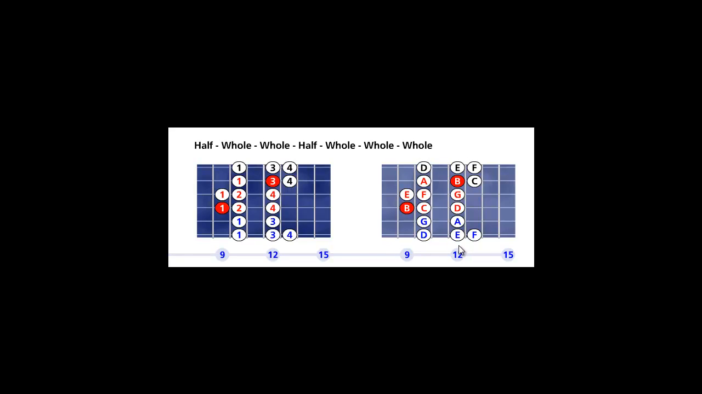Well, I'll see you in the next lesson. Next lesson, we are going to talk about the B Locrian mode 7 CAGED system, how the 5 individual positions connect to each other.